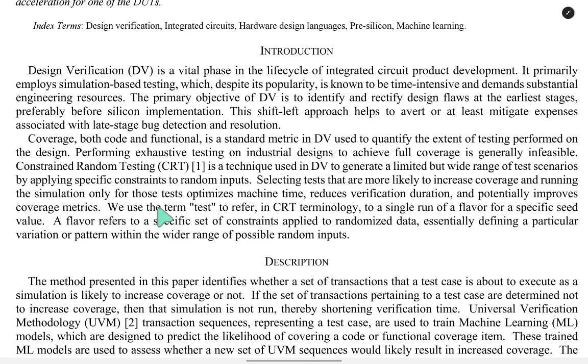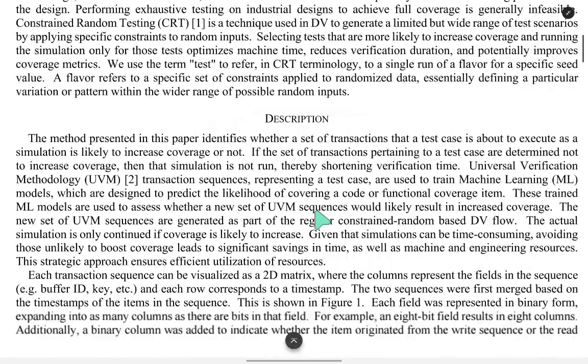We use the term test, in CRT terminology, to refer to a single run of a flavor with a specific seed value. A flavor refers to a specific set of constraints applied to randomized data, essentially defining a particular variation or pattern within the wide range of possible random inputs.